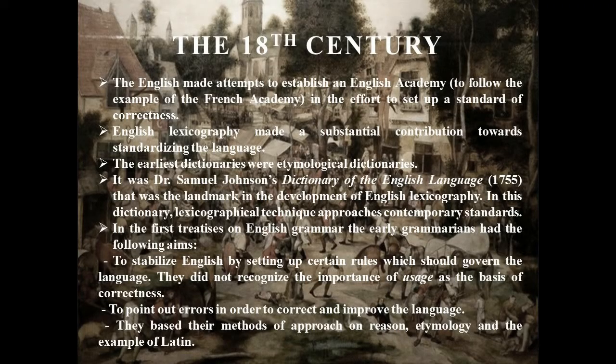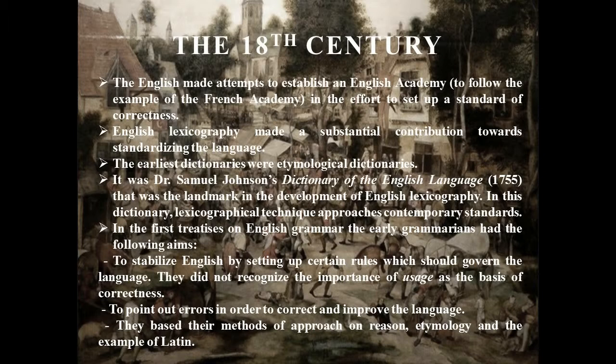The 18th century was characterized by attempts made to standardize, improve, and fix the English language. The English attempted to establish an English academy in the effort to set up a standard of correctness. English lexicography made a substantial contribution toward standardizing the language. The earliest dictionaries were etymological dictionaries. Dr. Samuel Johnson's Dictionary of the English Language in 1755 appeared as the landmark in the development of English lexicography. In this dictionary, lexicographical technique approaches contemporary standards.